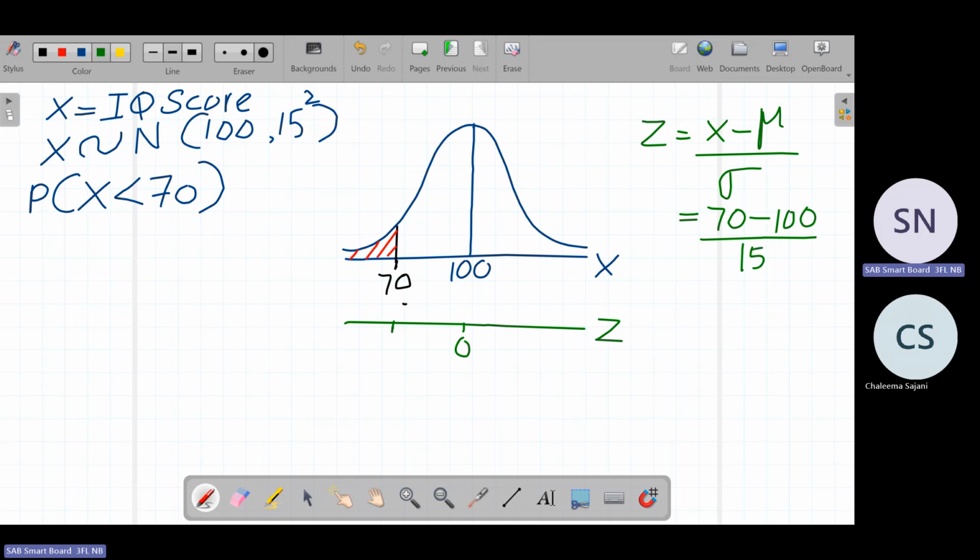Variance is our parameter, but here we use the standard deviation. Understood? When we calculate this Z score, we use the standard deviation, but the parameter in the normal distribution is the variance.